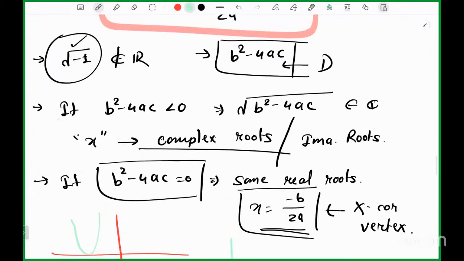Similarly, in the first case, when b square minus 4ac is less than 0, we are getting an imaginary root. That means your parabola will float; it won't intersect the x-axis at all. If it's an upward parabola, it will look something like this, or a downward parabola something like this. It won't intersect the x-axis at all if b square minus 4ac is less than 0.